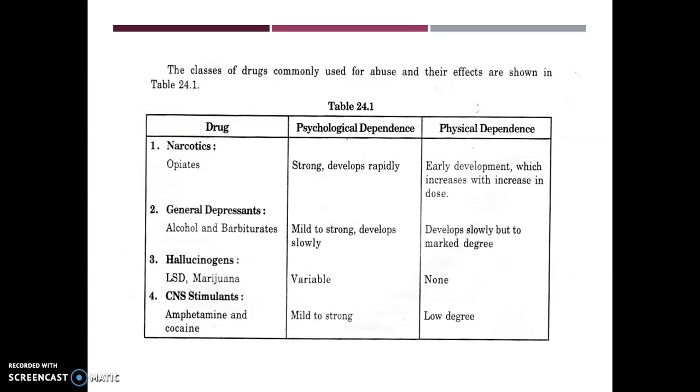Hallucinogens, like LSD and marijuana. Psychological dependence is variable, physical dependence is none. CNS stimulants, for example amphetamine and cocaine. Psychological dependence is mild to strong and physical dependence is of a low degree.